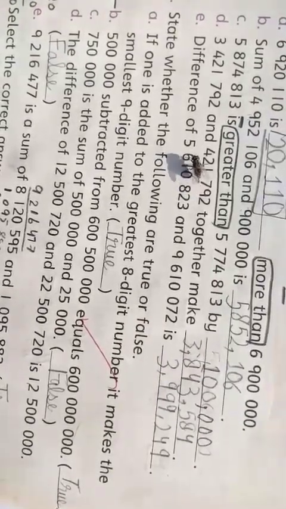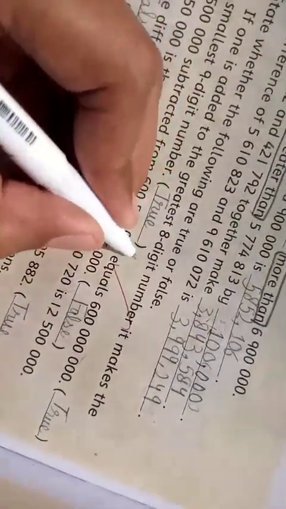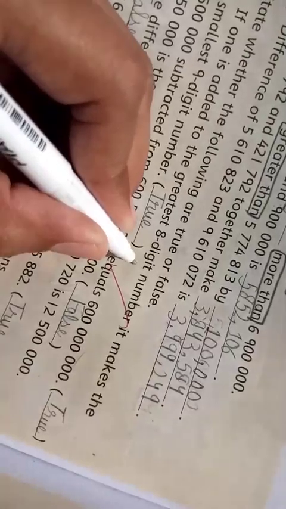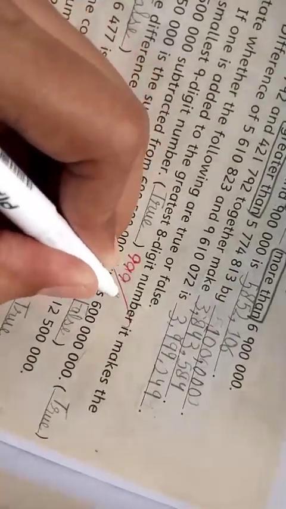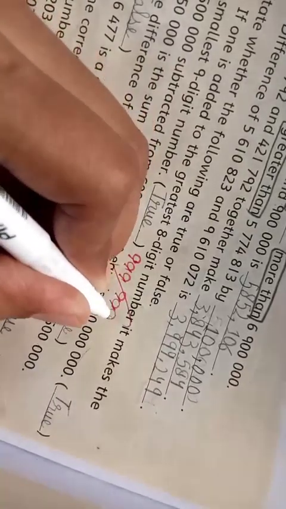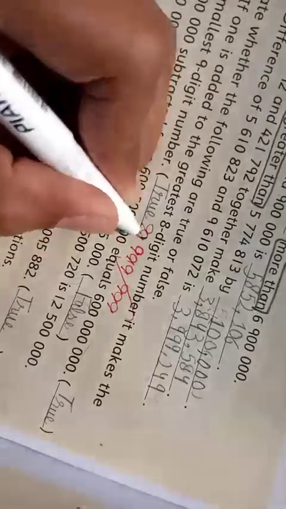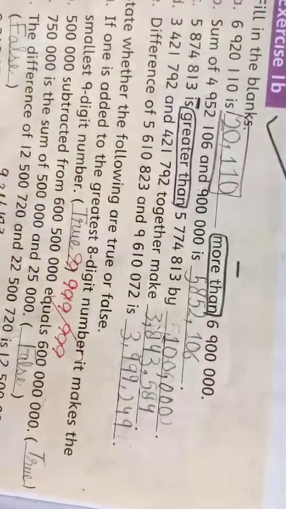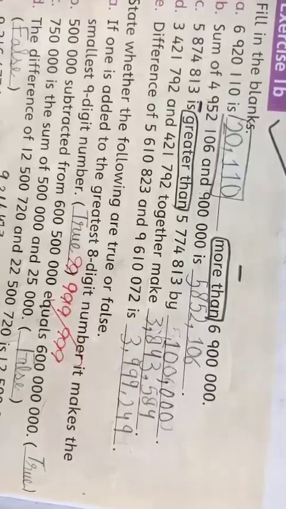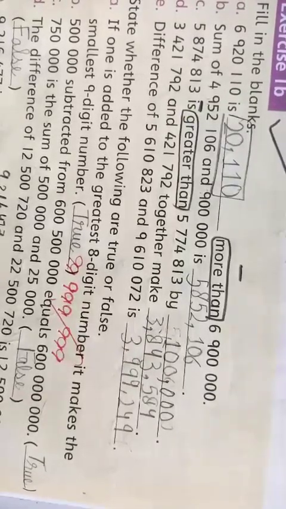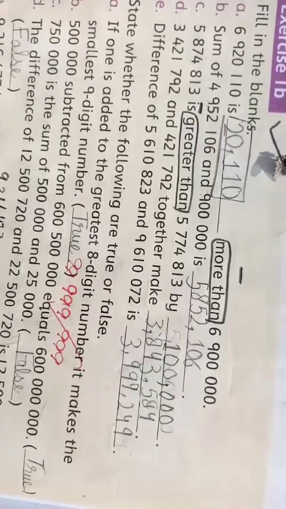So I can write it here. The greatest 8-digit number is 99999999. This is the greatest 8-digit number. It means that we add 1 to the greatest 8-digit number, and see if it is the smallest 9-digit number or not.